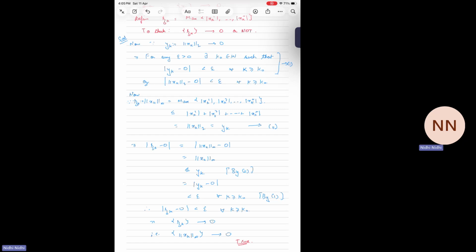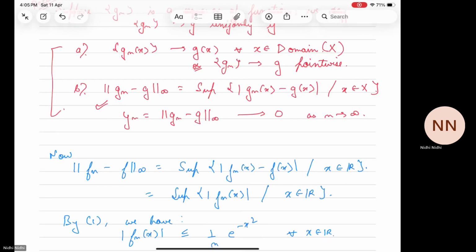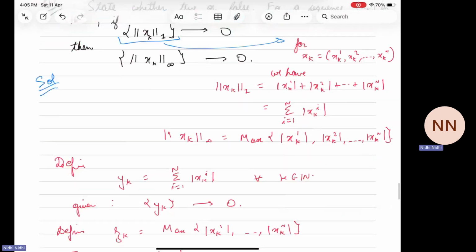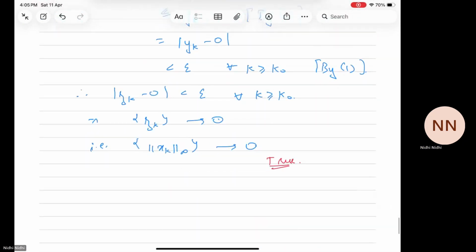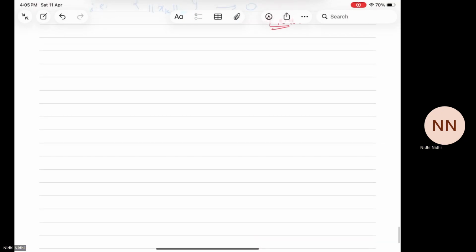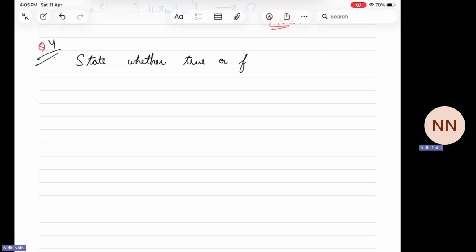Okay, so if there is no doubt, we can move forward. Next, let's move to question number 4. Again, state whether true or false.